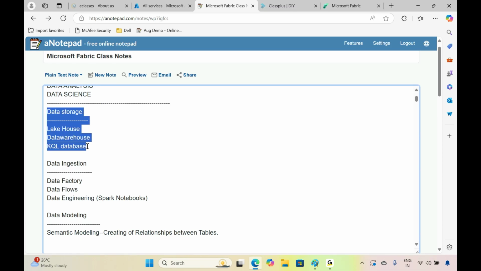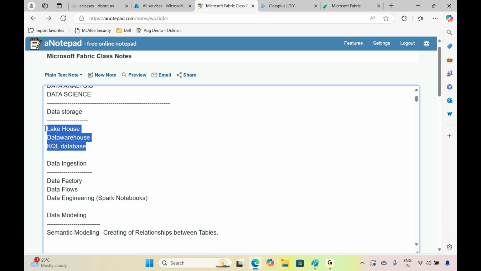Obviously you need storage related services, right? Inside this Microsoft Fabric, I'm going to discuss lake house, data warehouse, KQL database. These three are for the data storage purpose. We are able to store the data.